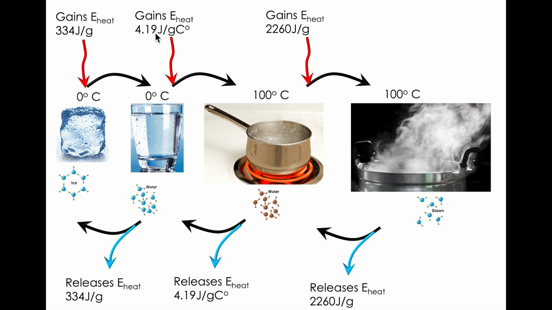Then, if you keep adding some heat energy to it, it takes 4.19 joules of energy for every 1 gram of water to change its temperature by 1 degree Celsius. In other words, to go from 0 to 1 degree, it takes 4.19 joules of energy. To go from 1 to 2 degrees Celsius, it takes an additional 4.19 joules of energy. And for every 1 degree temperature change, it takes 4.19 joules of energy for every 1 gram of water. Now, this will go on until finally it reaches a temperature of 100 degrees Celsius.